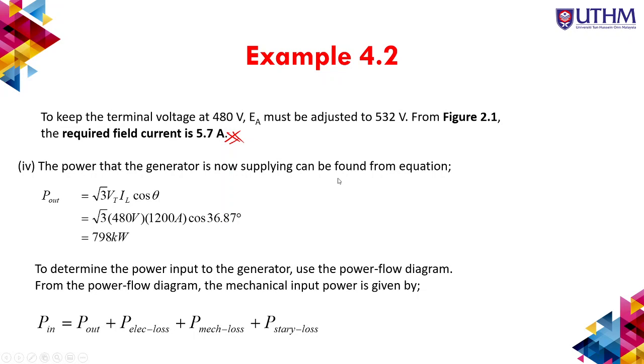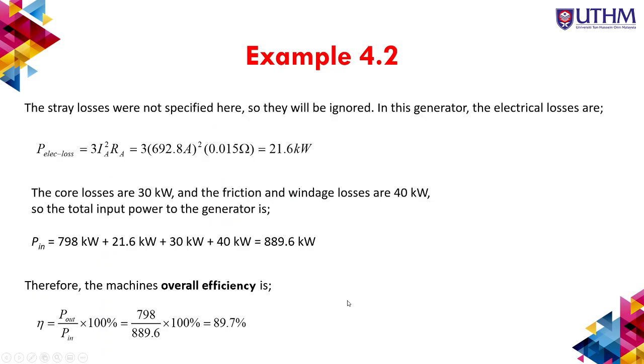Then we get the power. They ask the power, so what is the power? Just use the equation, VT, VL. Just put everything here, and then we can get the P out. And then they ask for the input power. So input power, we know that it is the P out plus the power loss. There is an electrical loss, mechanical loss, and core loss. We calculate everything, so then we can get the answer for the P in.